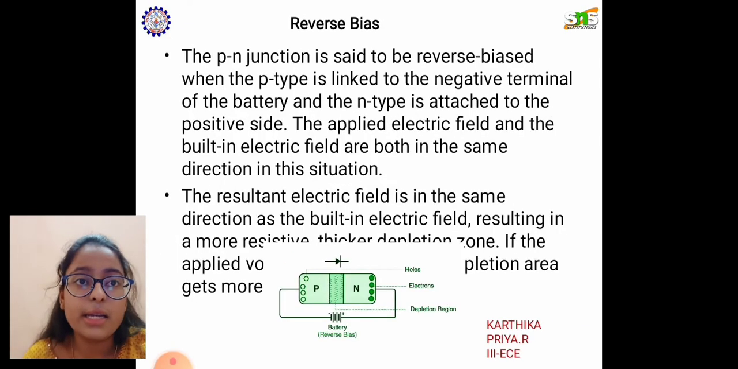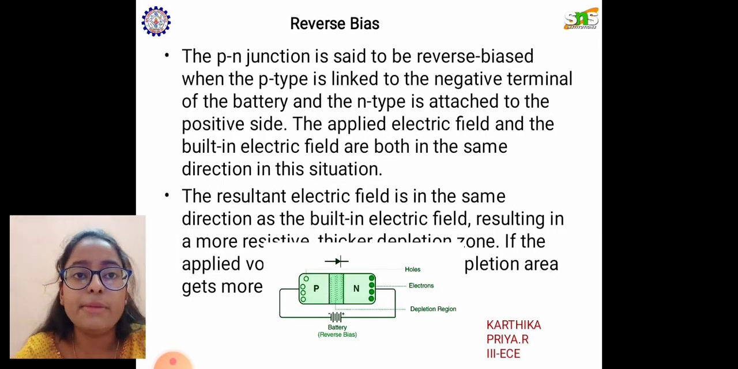And the next slide is about a reverse bias. The PN junction is said to be reverse biased when the P type is linked to the negative terminal of the battery and the N type is attached to the positive side.